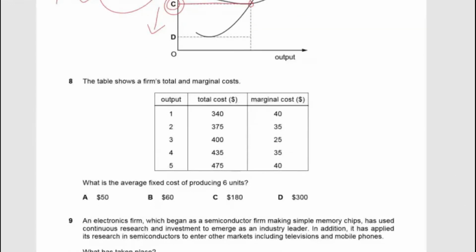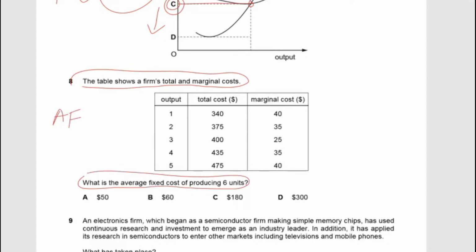Okay, question number 8 says the table shows a firm's total cost and marginal cost, and what is the average fixed cost of producing 6 units. The formula for average fixed cost is fixed cost divided by quantity. The examiner has given us quantity, that is 6 units, so we can put 6 here, and we need fixed cost. Fixed cost is the cost which we have to pay at zero level of output. If we extend one more point in this table, we put here zero output, then what will be total cost?